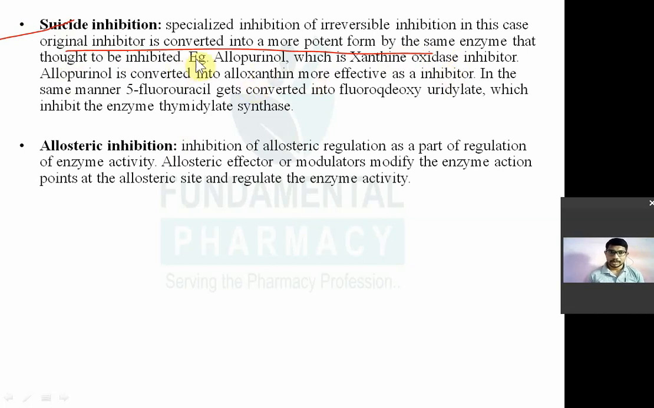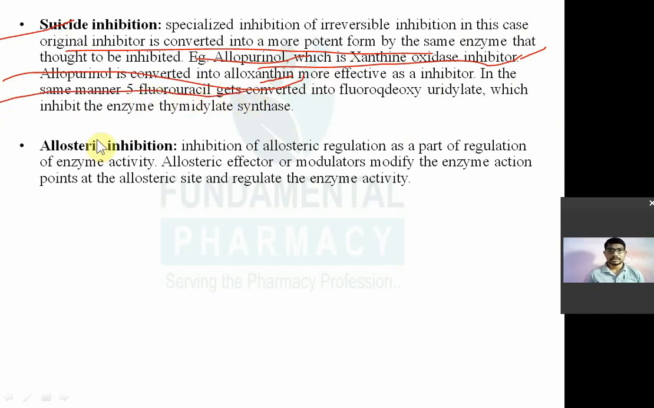For example, allopurinol. Allopurinol is a drug used in the treatment of gout. It is an inhibitor of xanthine oxidase. This enzyme is inhibited by allopurinol. When allopurinol combines with it, allopurinol is converted into a metabolite known as alloxanthine by this xanthine oxidase. So the enzyme converts allopurinol into alloxanthine, but this alloxanthine is a more potent inhibitor than allopurinol.